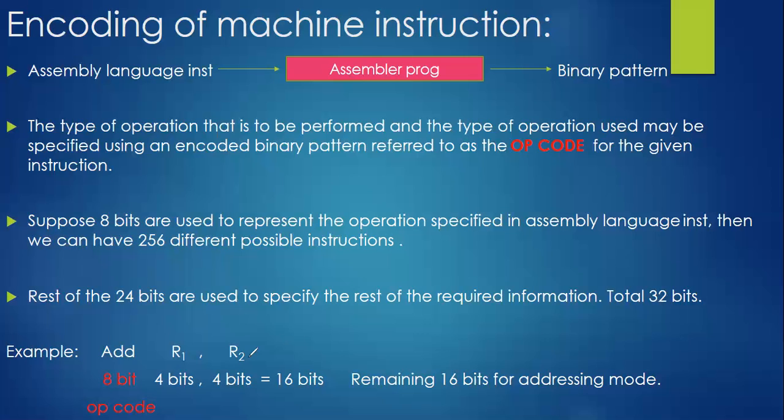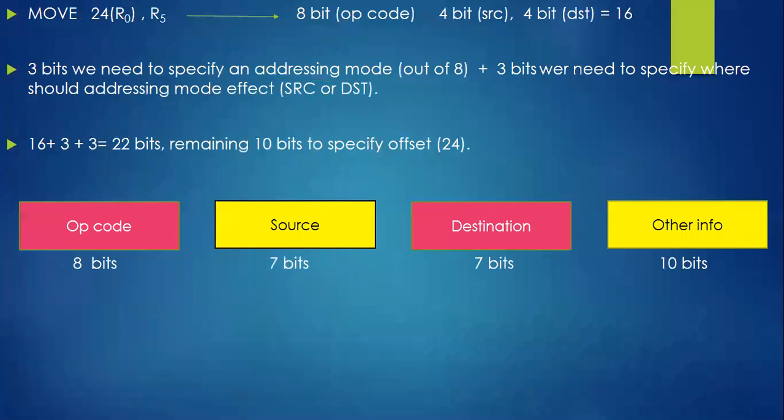So now consider that we have general purpose registers 0 to 15. To represent the number of that particular register, we need 4 bits. So in your instruction, if you are using both registers as source and destination, then 4 bits each is enough. 8 bits we already consumed, 4 bits for source and 4 bits for destination. Total how many bits? 16 bits. The remaining we have only 16, right? So now we'll see, using the 16 bits, how we can accommodate the rest of the addressing modes and the rest of the instruction.